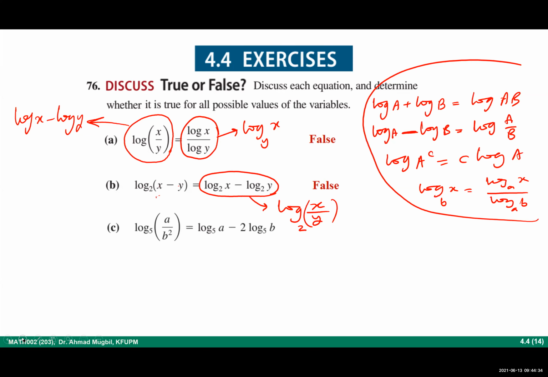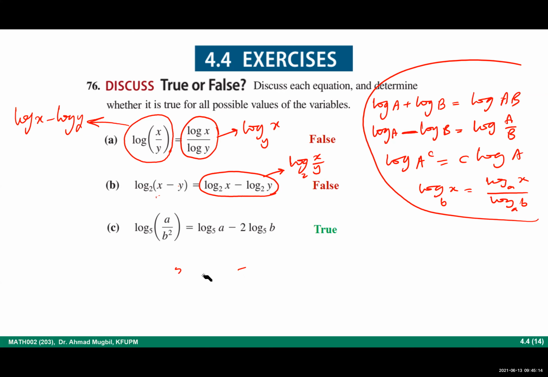Let me now ask Muhammad al-Mu'taq. Muhammad, C. What do you think, is C true or false? Are you with us, Muhammad? Yes. What do you think? Is C true or false? These are the laws you need, and this is of course the formula. I think it's true. You are right. It is true. Can you explain more why it is true? We used the second law to distribute with the subtraction. And the third law for the power to make it before the log. Excellent, Muhammad.